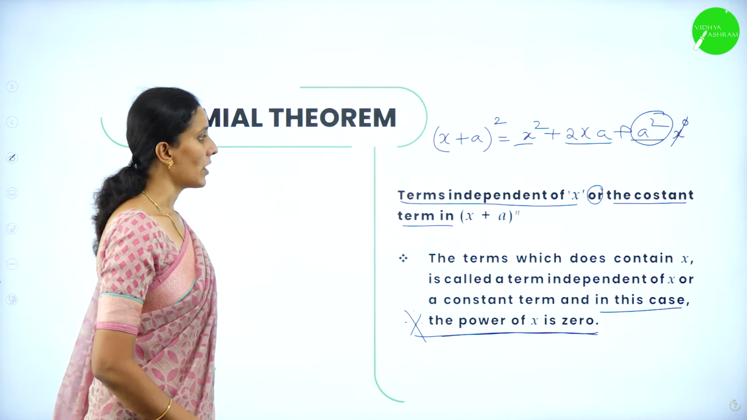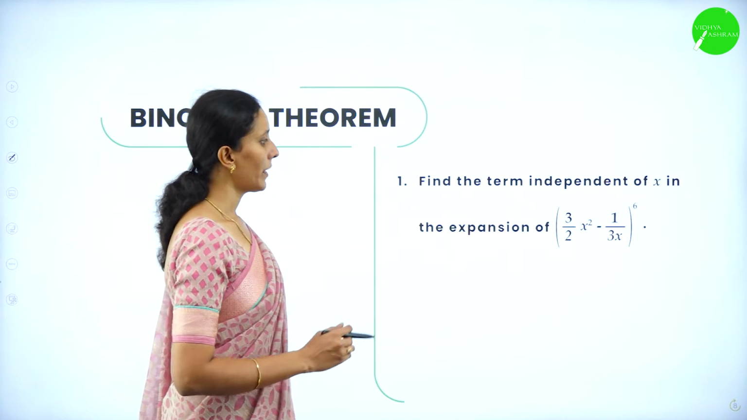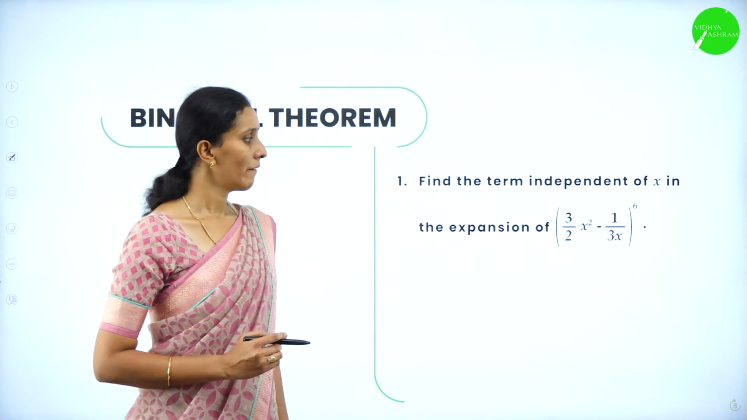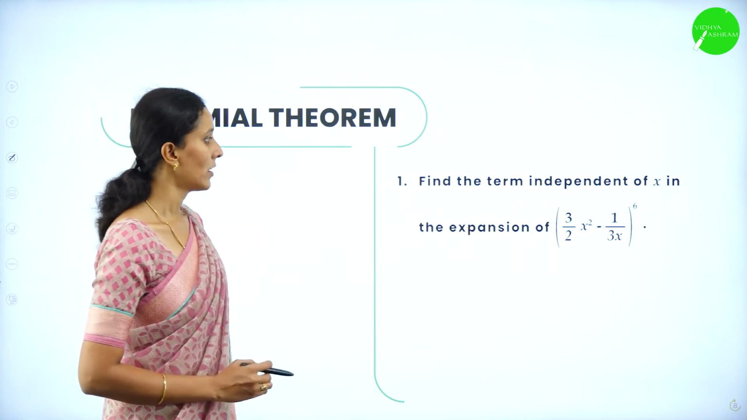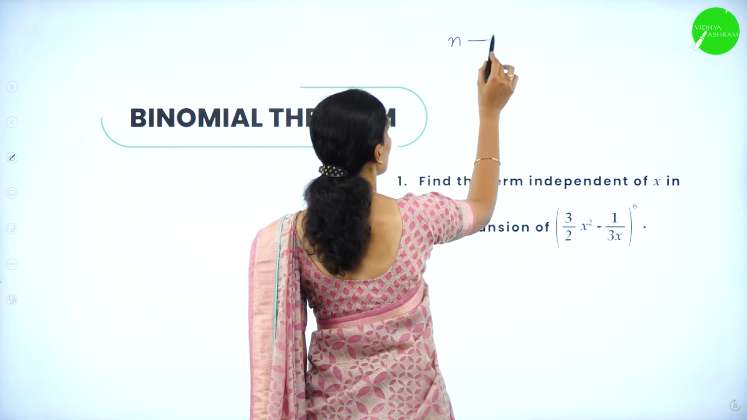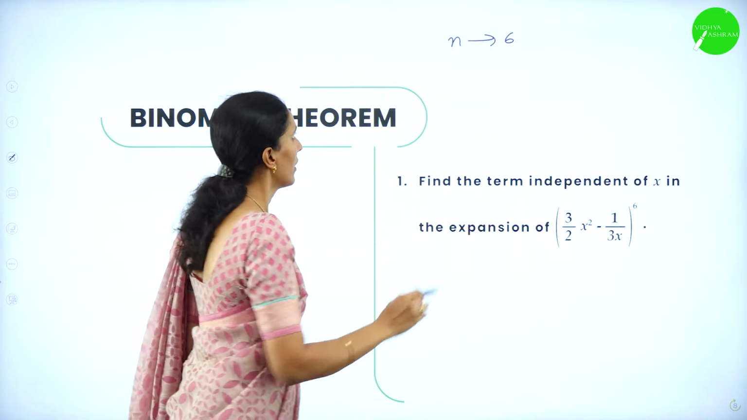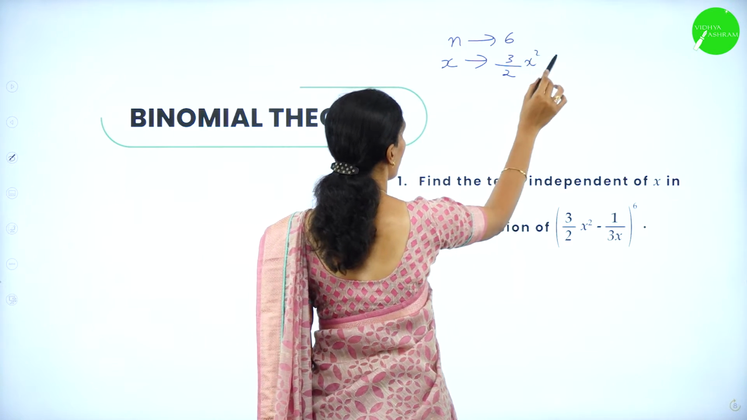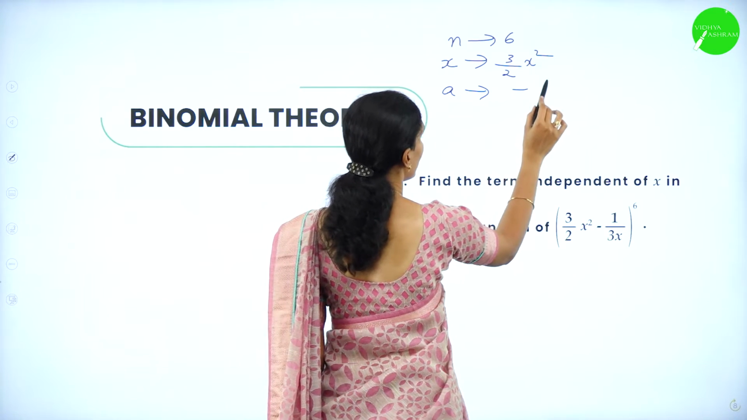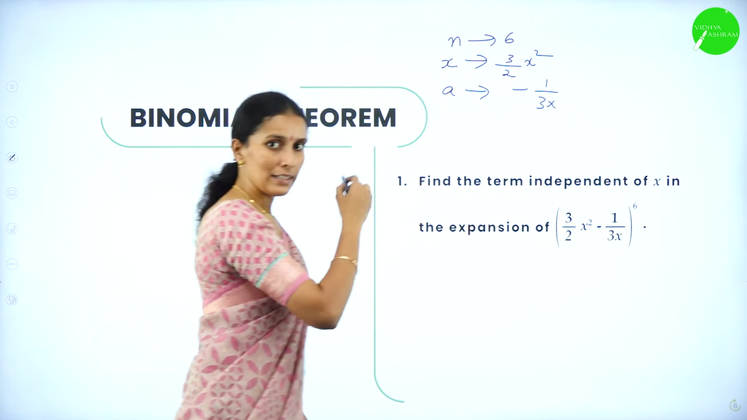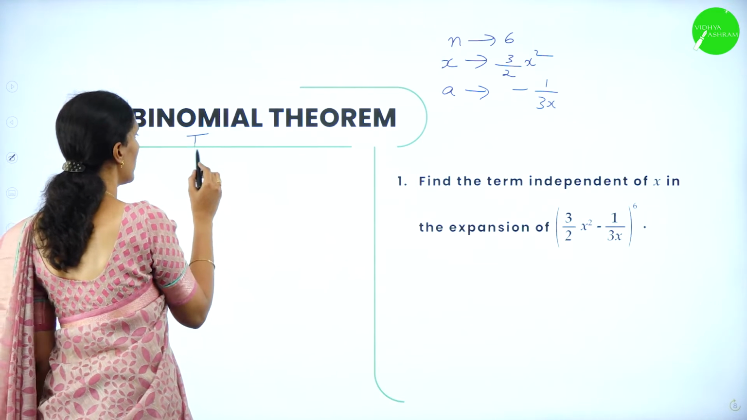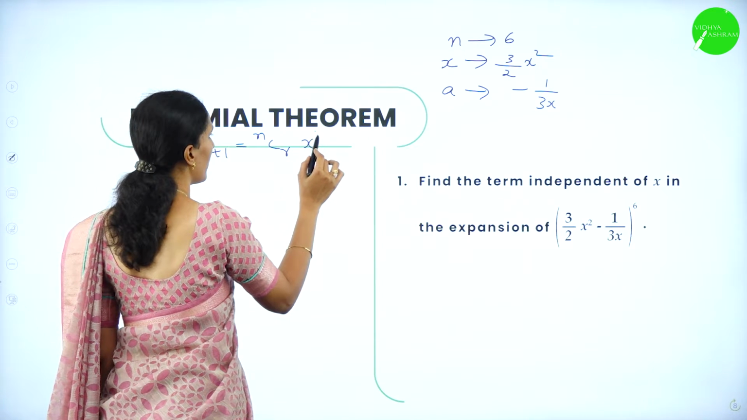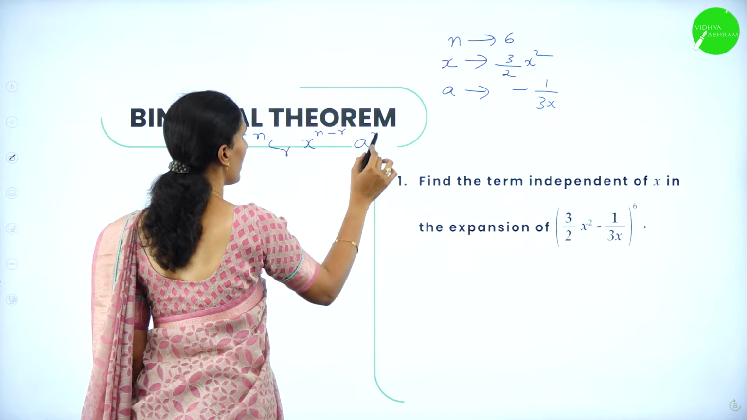We'll take examples now. Find the term independent of x in the expansion of (3/2 x^2 - 1/(3x))^6. So, what is given? n = 6 is given. Next, x is given, that is 3/2 x^2. a is given, minus 1/(3x). Again, write the general term. T(r+1) = nCr x^(n-r) a^r.